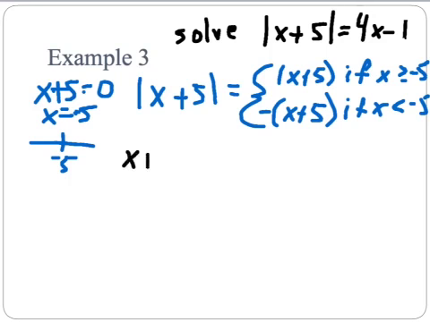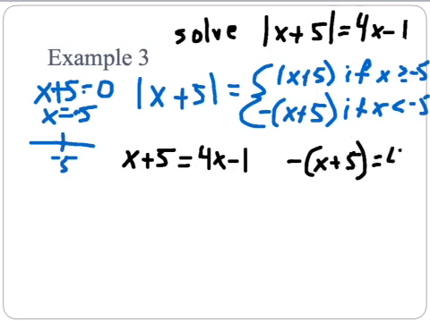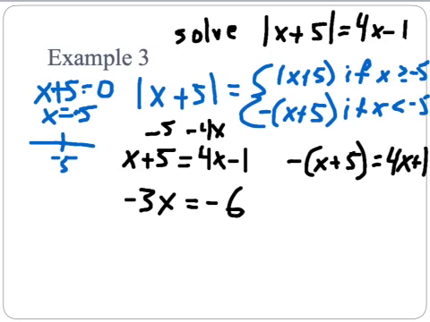So positive x plus 5 equals 4x minus 1, and negative x plus 5 equals 4x plus 1. Okay, so let's solve each of these. It doesn't matter which way we go, minus a 4x, minus a 5 from each side. So I'll end up with negative 3x equals negative 6. So I end up with x equals 2.